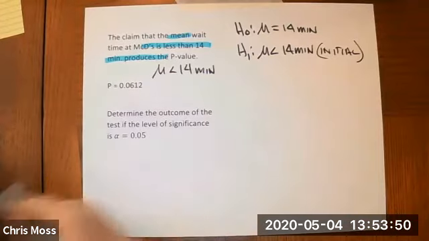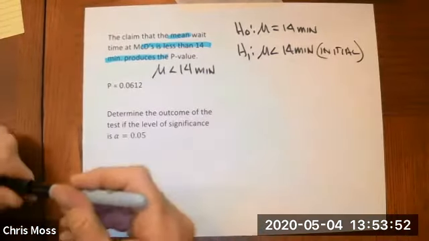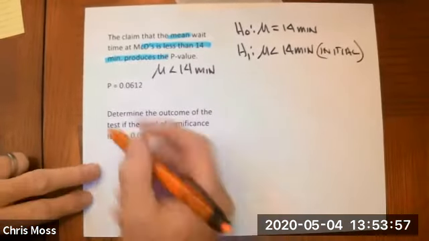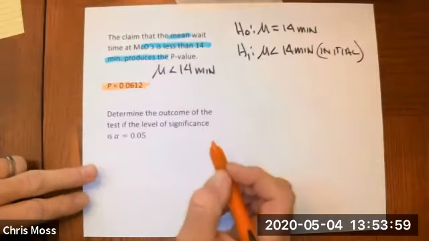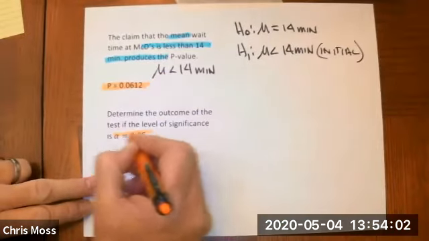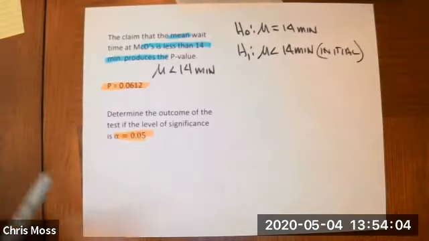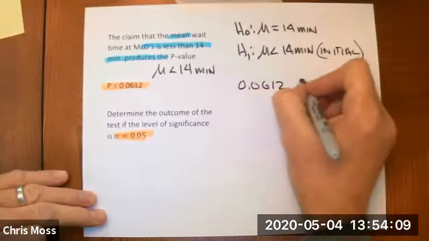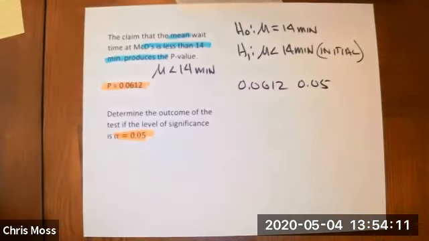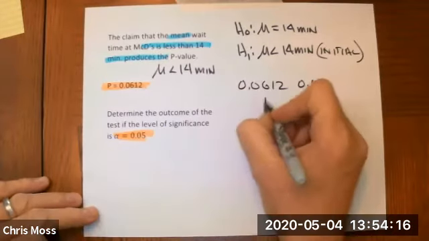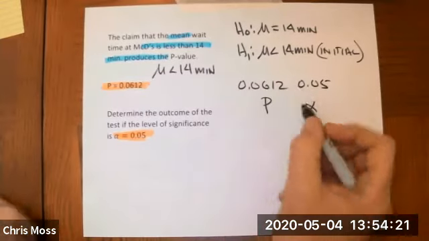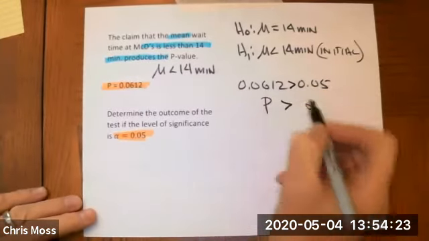Now, here again, I'm going to compare the p-value to my alpha. And I'll note I've got a p-value of 0.0612, and I'll compare that to 0.05. When I do this, I always place the p-value on the left and the alpha on the right. 6 pennies is bigger than 5 pennies every day of the week.